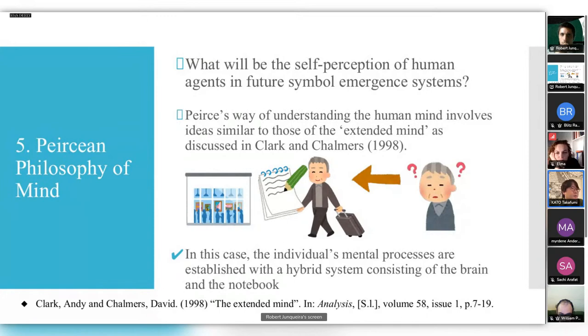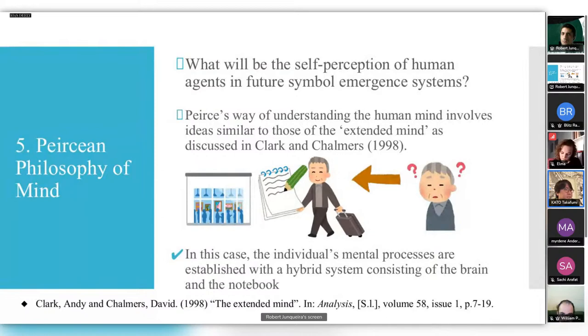What will be the self-perception of human agents in future symbol emergent systems? This is a question that must be addressed during the development of the theory of symbol emergent systems, and I would like to suggest that some insights into this question can be found in Peirce's theory, Peircean thought. Peirce's way of understanding the human mind involves ideas similar to those of the extended mind, as discussed in the contemporary field of philosophy of mind.